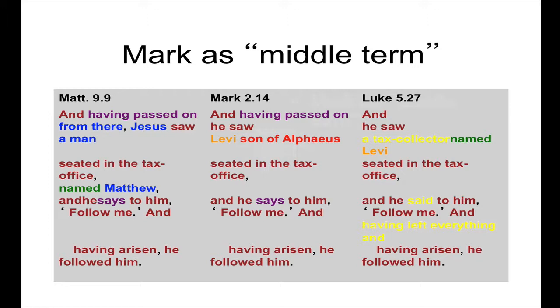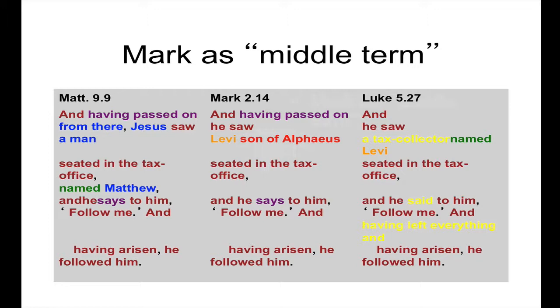Here's a story where I've color-coded some of the words. And what you'll see is that in some instances, Matthew and Mark agree, having passed on. Luke doesn't have that. Matthew has something that differs from both Mark and Luke. Mark and Luke just have he saw. Come to the third line. Both Mark and Luke say that the tax collector's name is Levi. Matthew doesn't. We come further down. Matthew names the tax collector Matthew.